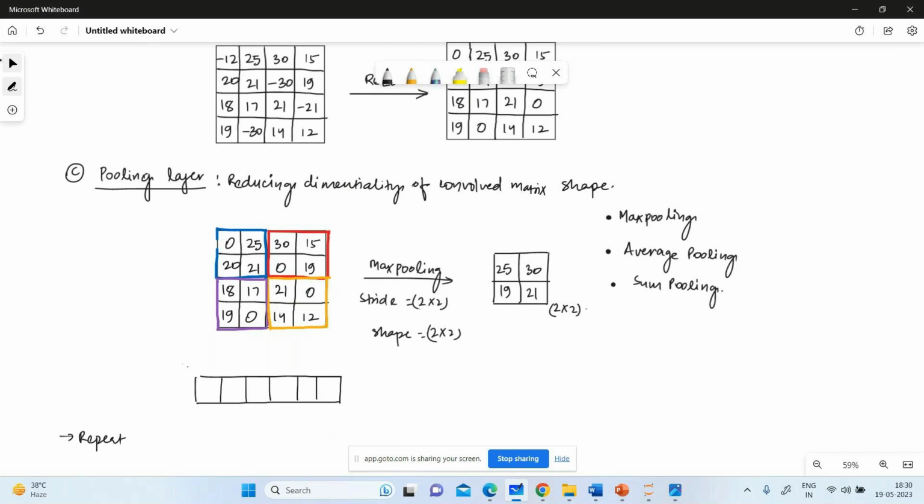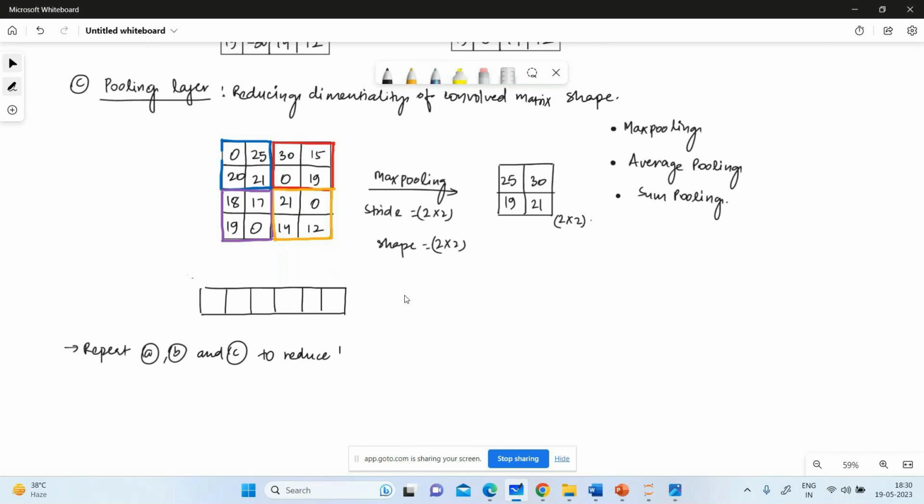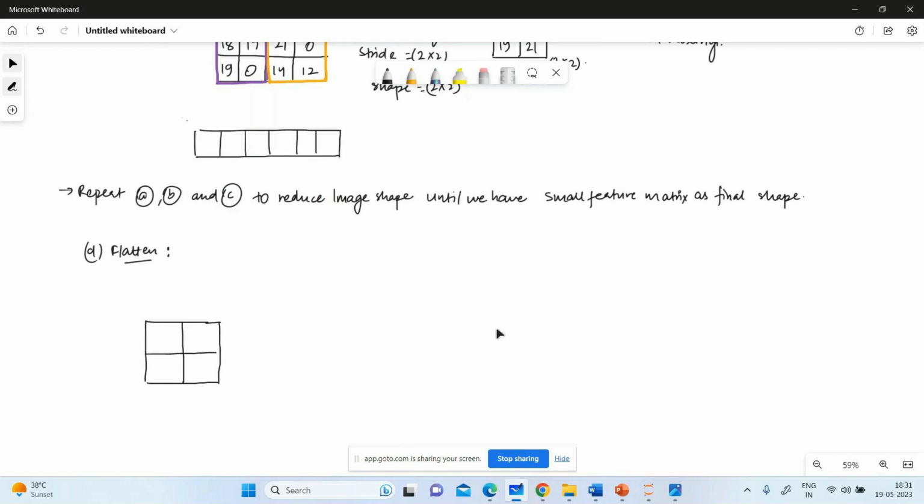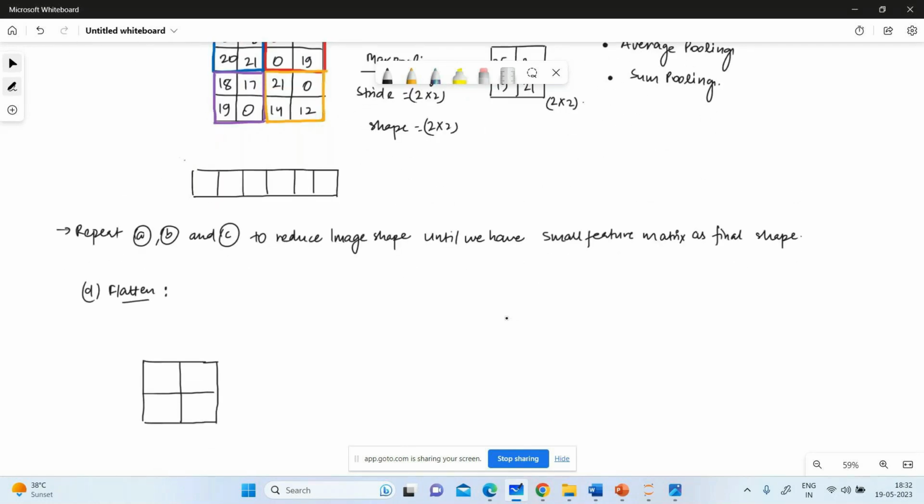Okay, thank you. Now let's repeat here A, B, and C to perform dimensionality reduction to reduce the image shape until we have a very small feature matrix as a final. Let's talk about part number D, flatten. This is how the input will look now, and it will have some numbers. Let's say the selected values are 25, 30, 19 and 21.